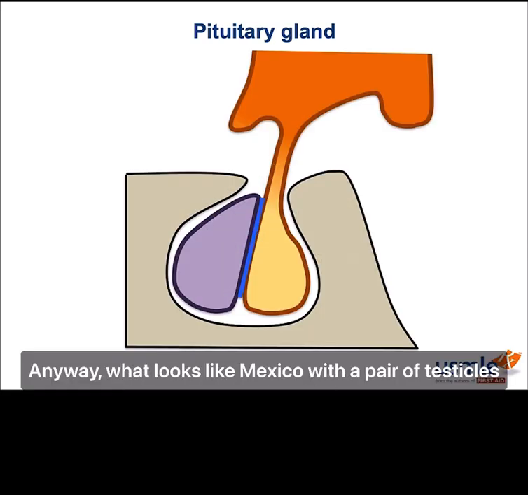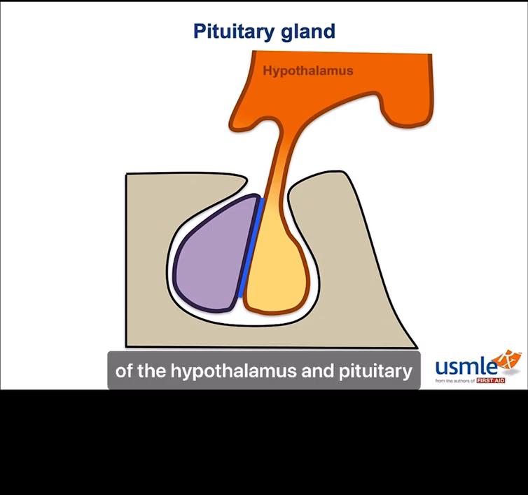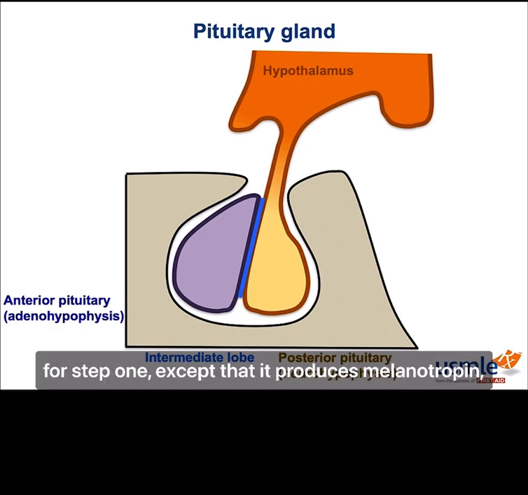Anyway, what looks like Mexico with a pair of testicles is actually my attempt at a schematic diagram of the hypothalamus and pituitary, divided up into the functionally distinct anterior and posterior pituitaries. There's the intermediate lobe, which you really don't have to know anything about for step 1, except that it produces melanotropin, which stimulates melanocytes to make you darker.